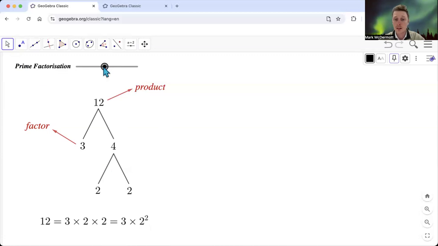Okay, let's look at another number. Let's look at the number 75. Let's see if we can factorize it. So you're probably screaming at the screen saying 5 is a factor of this. I'm going to take a different factor. I'm going to take 3 as a factor.